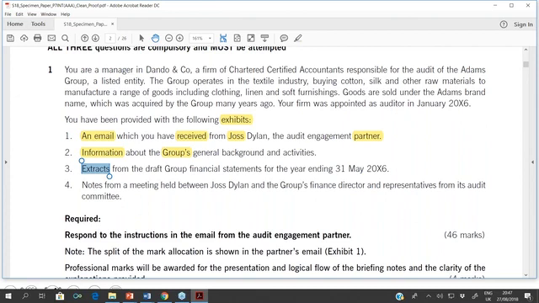Then exhibit number 3, which is a very, very important part of question number 1, contains extracts of the financial statements. We know that question number 1 can never be without extracts.